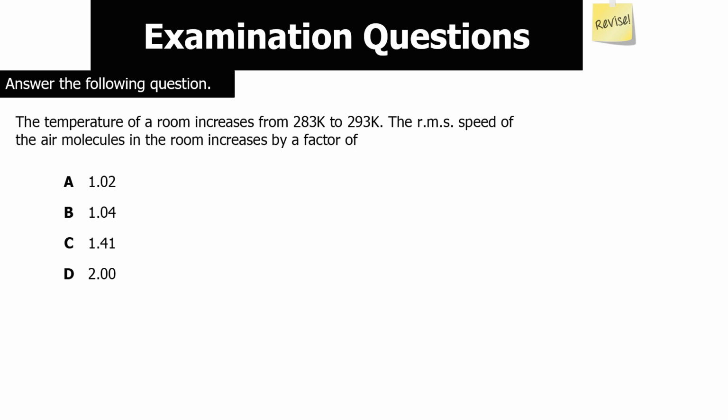The next question says, the temperature of a room increases from 283 Kelvin to 293 Kelvin. The RMS speed of the air molecules in the room increases by a factor of what? So pause the video now, then unpause the video when you want to go through your answer.